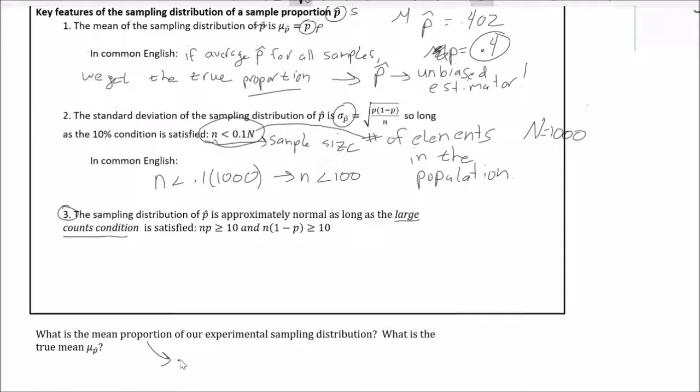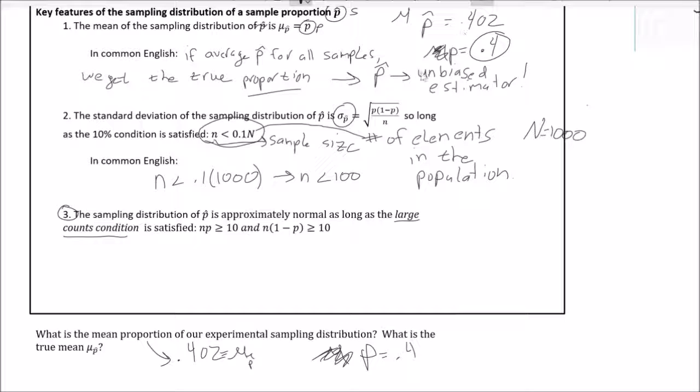So this is 0.402, the true mean. I'm going to call that mu sub p hat. And then the actual p is 0.4, because that's what we were told in the beginning. So we already discussed that up here.